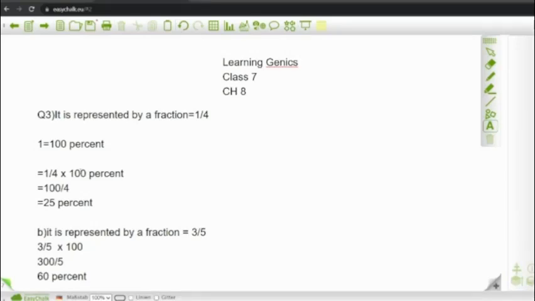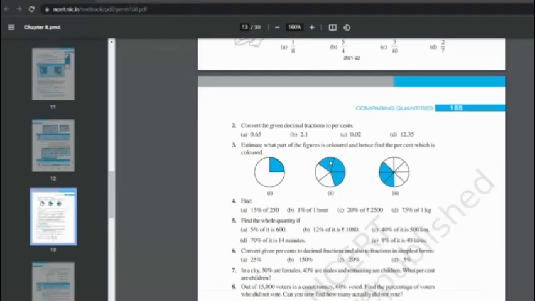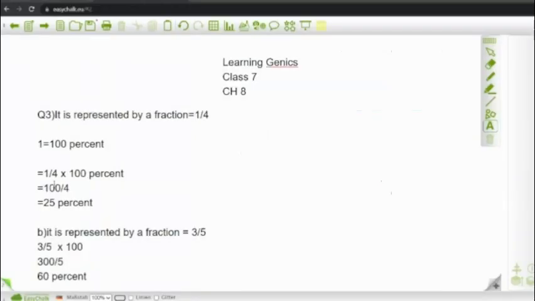Similarly, the second question is 1, 2, 3, 4, 5. I'll let you count. 1, 2, 3. This is the colored part, and this is the uncolored part. So if we see here, it is represented by a fraction 3/5. Yes, it represents a fraction 3/5, the figure.